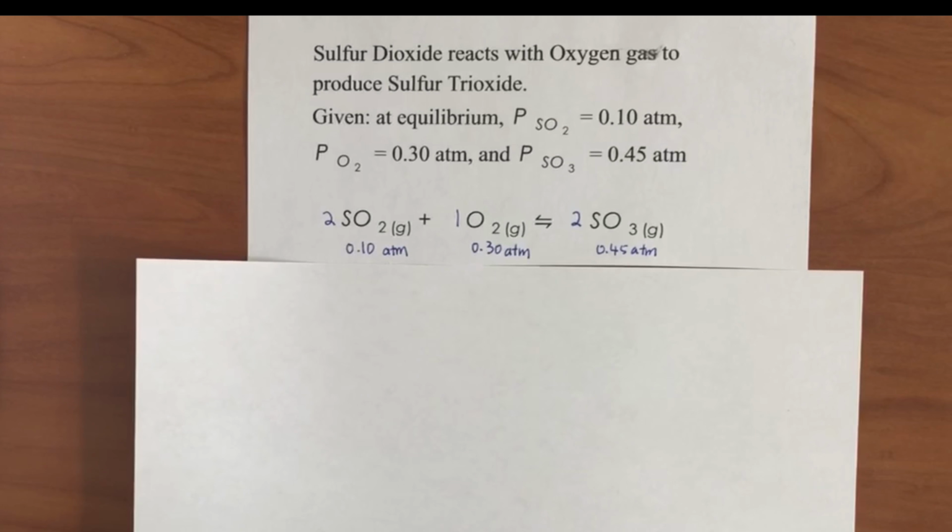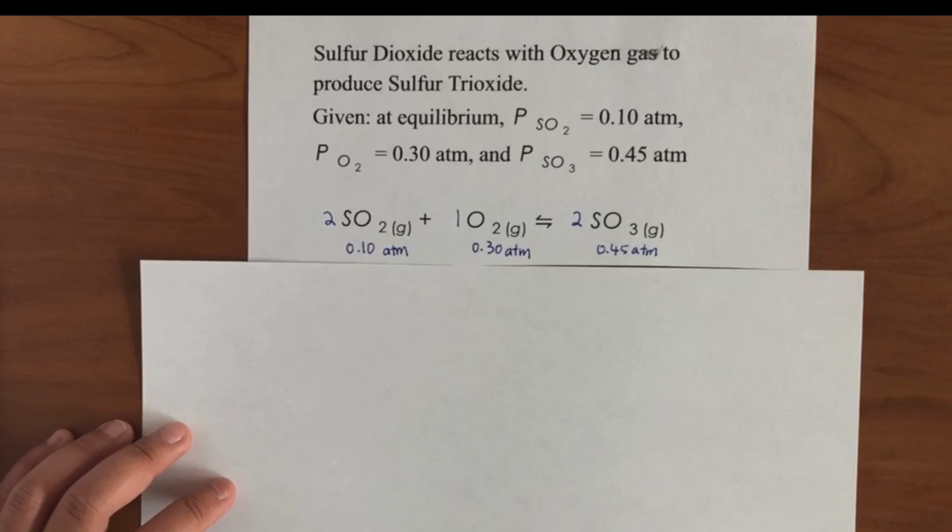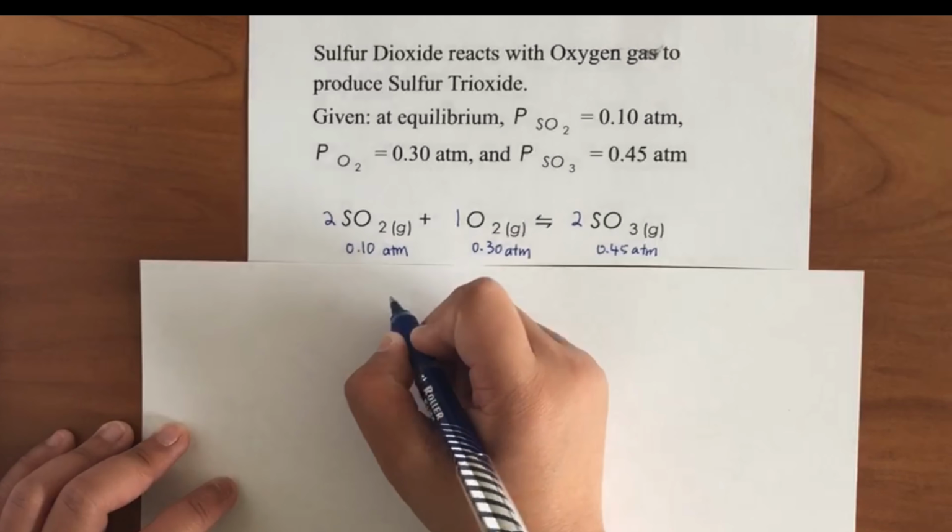Sulfur dioxide reacts with oxygen gas to produce sulfur trioxide. Given at equilibrium that the partial pressure of SO2 equals 0.10 atm, the partial pressure of O2 equals 0.30 atm, and the partial pressure of SO3 equals 0.45 atm. Whenever we are given a reaction, we must remember to balance it. So after we balance it, we can start writing the Kp.